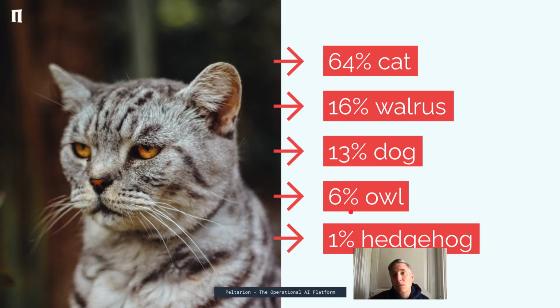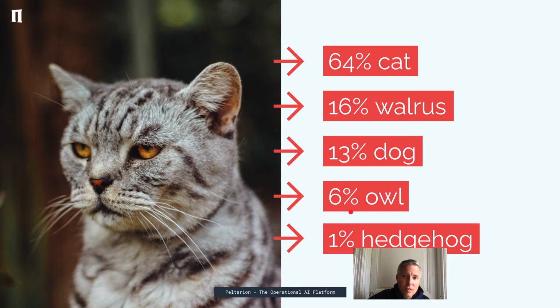This is an example. This is a cat that the model predicts is 64% cat, 30% walrus, 6% owl, 1% hedgehog. So here you can see that the model doesn't predict 100% cat. And you should be quite wary if you have a model that is 100% certain, because that often shows that something is wrong. But it predicts 64% cat, and that is true.